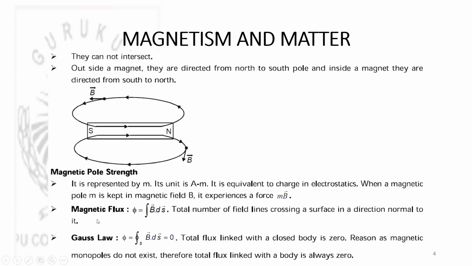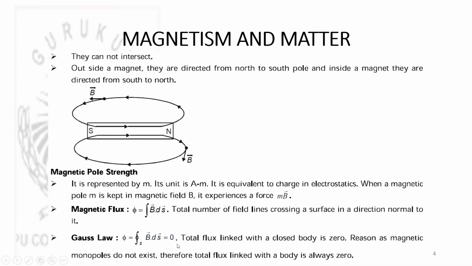Then magnetic flux. Magnetic flux is the total number of field lines crossing a surface in a direction normal to it, and mathematically it is given by the formula phi is equal to the integral of B vector dot dS vector. Then Gauss law in magnetism. As per Gauss law in magnetism, the total flux linked with a closed body is always zero. That is, the surface integral of B vector dot dS vector is equal to zero.